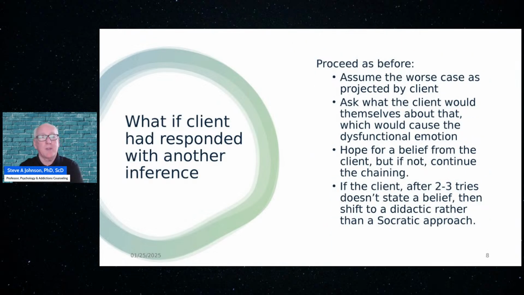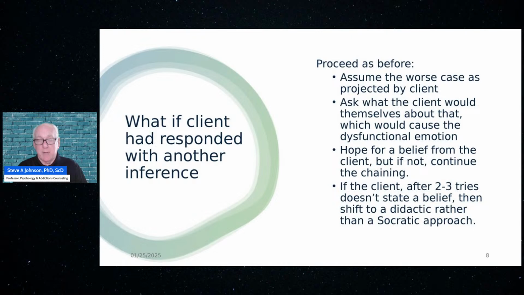What if the client, though, responds with another inference rather than a belief? Well, just what we did. We will assume the worst case is projected by the client. We'll assume that their inference is true, and then we'll ask them what the client would say about themselves or believe about themselves that would cause a dysfunctional emotion. And we would hope for a belief. But if not, you continue the chaining. Now, you don't want to go on ad infinitum, right?